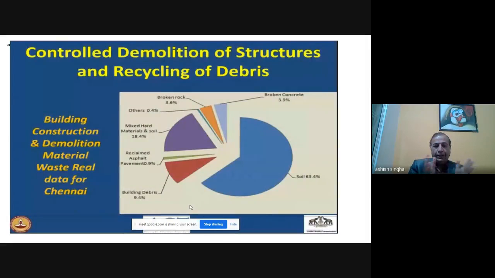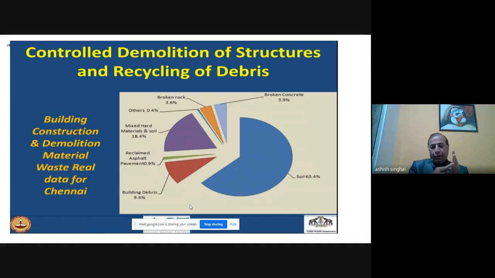Now, the second topic for the day is utilization of construction demolition waste for further usage in construction. As we all know, a lot of unauthorized constructions are being demolished. A lot of old structures which are no longer habitable from a safety point of view are being demolished.